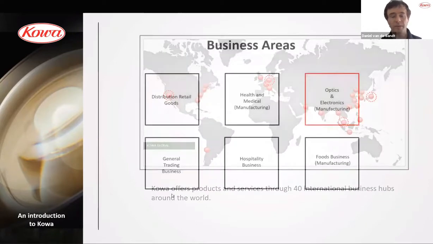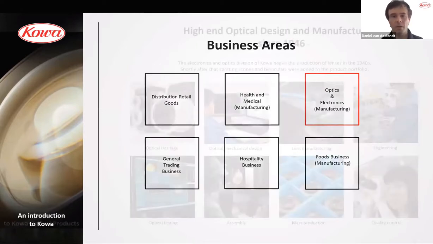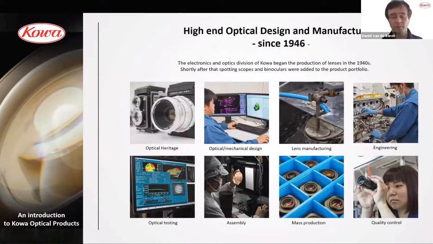And business areas: still, trading is a big part of the company. For manufacturing, COVA has a big part of manufacturing medical products. And one other important part is production of optical products, the part I represent. COVA started to produce optical products already in the 1940s. And from the beginning, it was lenses and other optical products such as spotting scopes or binoculars.